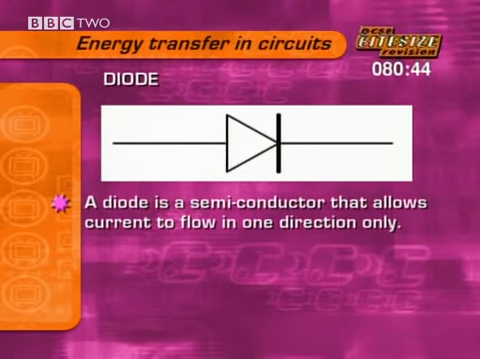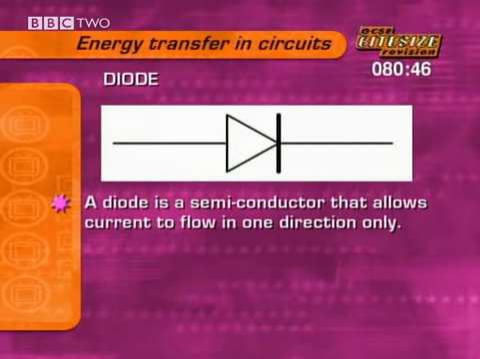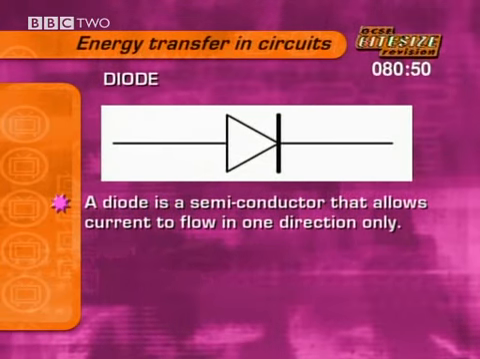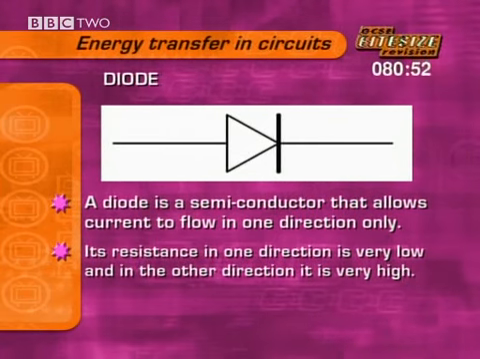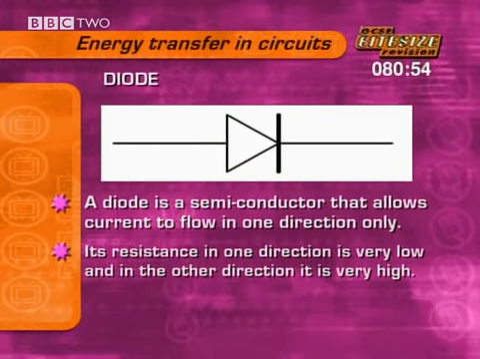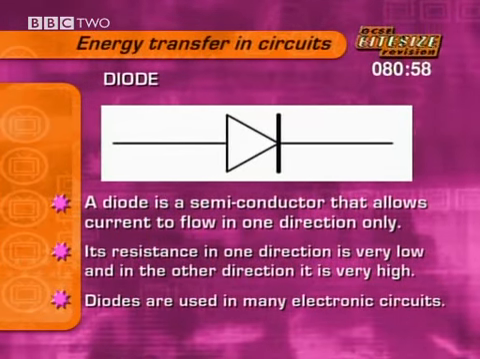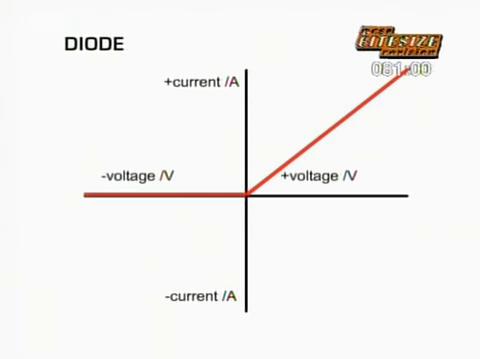A diode is made from semiconducting material that allows current to flow through it in one direction only. Its resistance in one direction is very low, and in the other direction it's very high. Diodes are used in many electronic circuits. The current voltage graph for a diode shows that current flows for positive voltages, but no current flows for negative voltages.